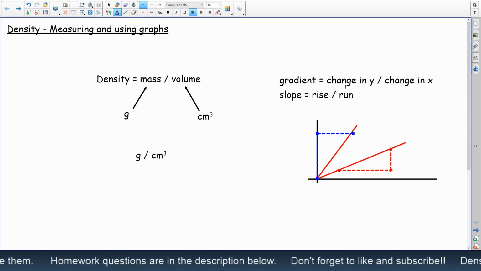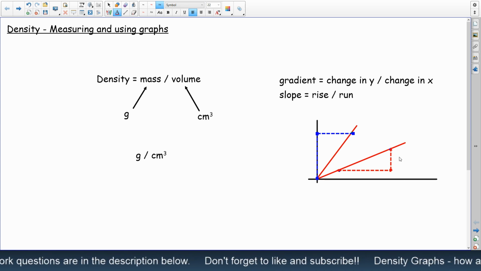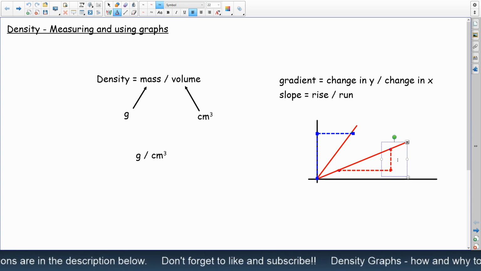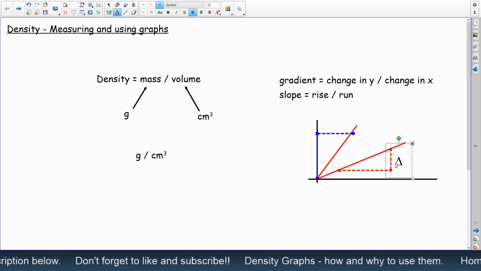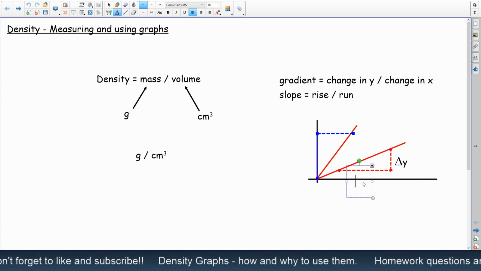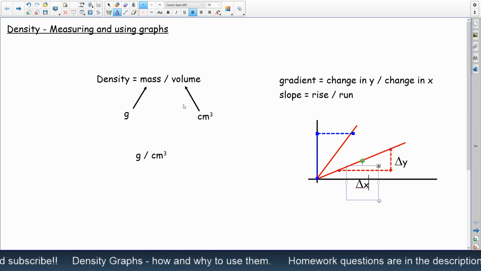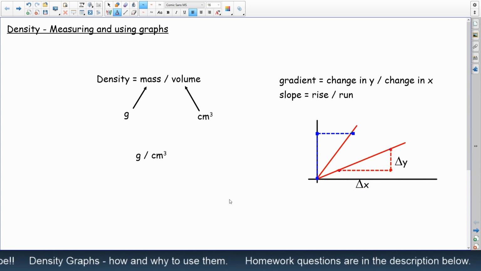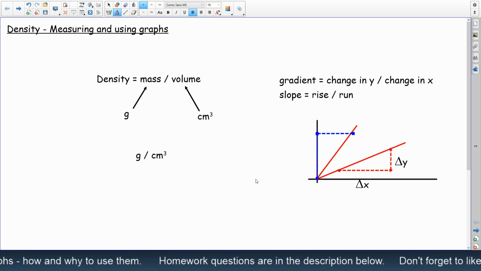Now, writing change in, or even rise and run, takes a little bit of time, it's a little bit annoying, and we want to look a bit fancy. So change in y can be written as capital delta, which is a little triangle, delta y, and then the change in x can be written as delta x. And I like doing it that way because it allows you to write it in quite short form. It also allows you to use Greek, which makes you seem really smart.